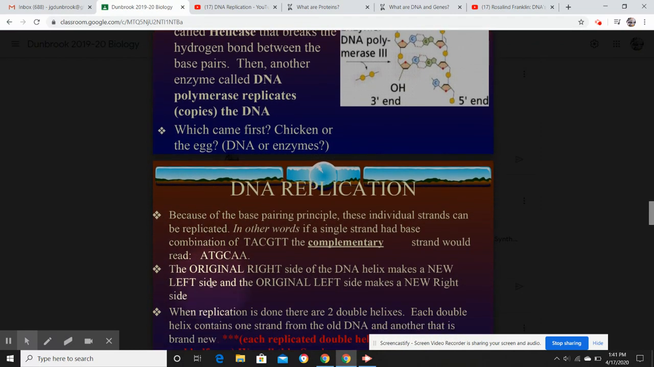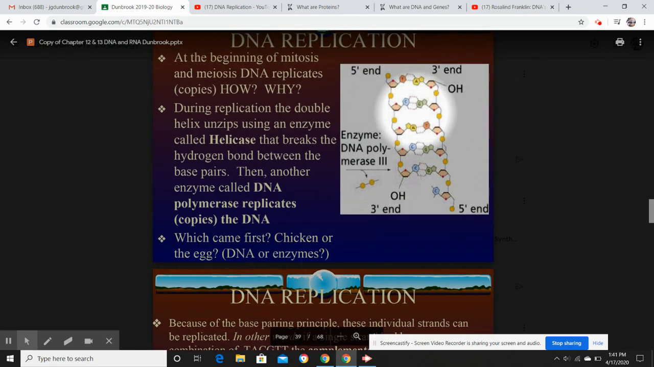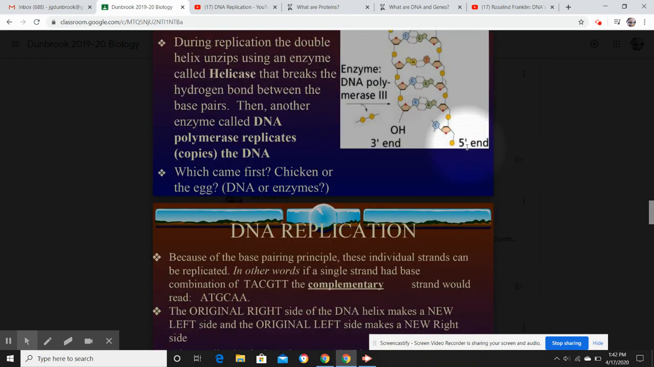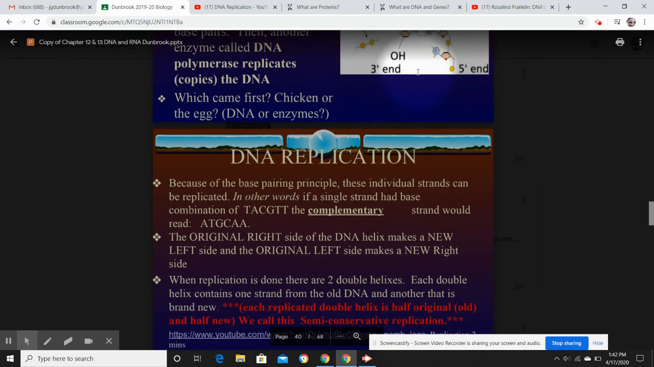Okay, so for replication, we're going to split these two halves apart. And remember, if we know the old left side, we can quickly build a new right side. If we know the old right side, we can quickly build a new left side because we know that wherever there's an A, across from it's going to be a T. Wherever there's a G, across from that is going to be a C. So this is very easy to do for our bodies, and they do it very quickly. All living things copy their DNA very quickly.